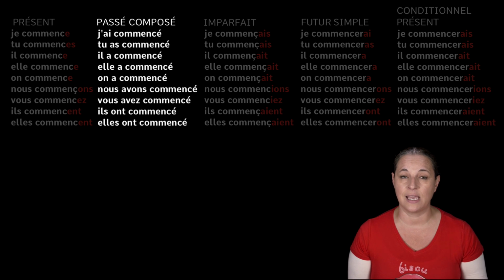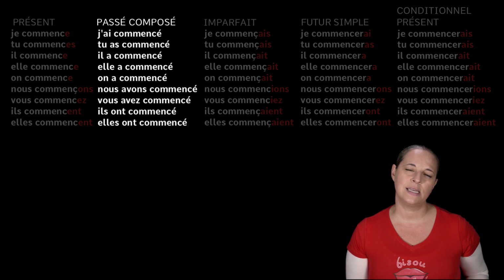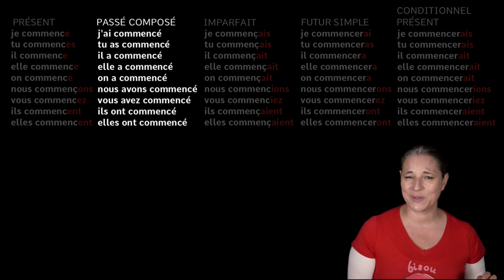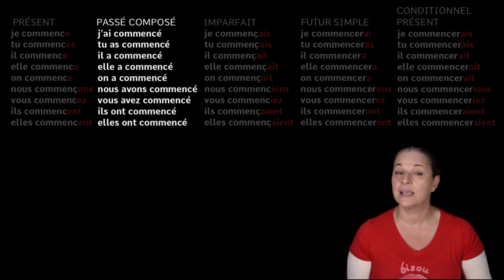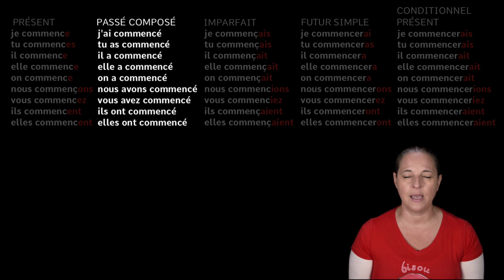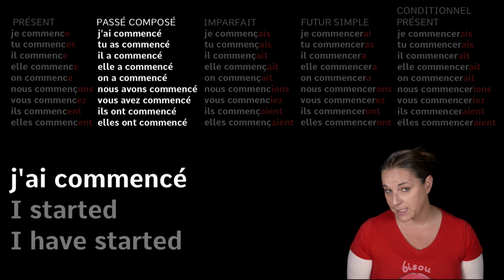How do we want to say I started or I have started? Now, passé composé has 2 bits to it. It has the auxiliary, in that case, avoir. Sometimes it has être, but in that case, avoir, in the present tense, then a past participle. Commencer, you drop the R, you add an accent. And here is your past participle. Started. I have started. J'ai commencé.